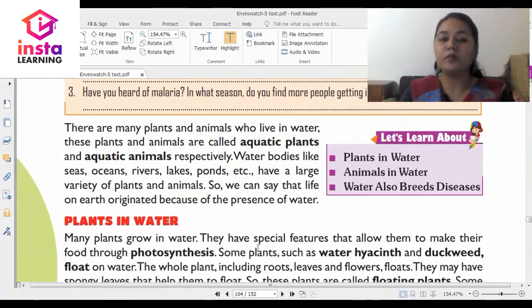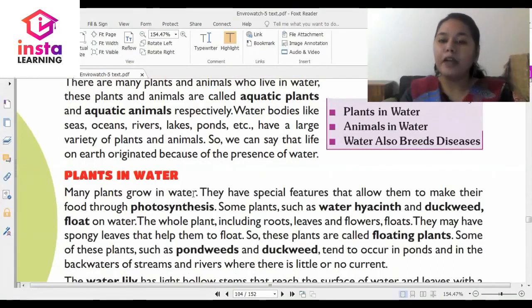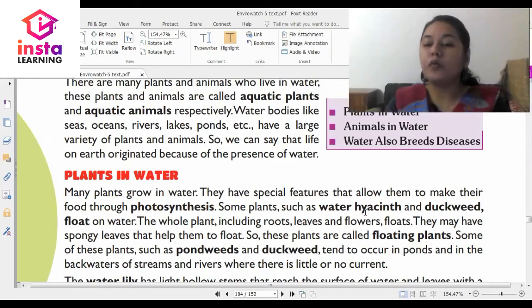Now first we talk about plants in water. Many plants grow in water. They have special features that allow them to make their food through photosynthesis. We've already learned about photosynthesis in the previous chapter. Some plants such as water hyacinth and duckweed float on water. The whole plant, including roots, leaves, and flower, floats on the water. They may have spongy leaves that help them to float. So these plants are also called floating plants.